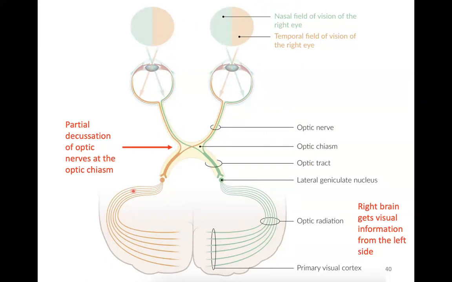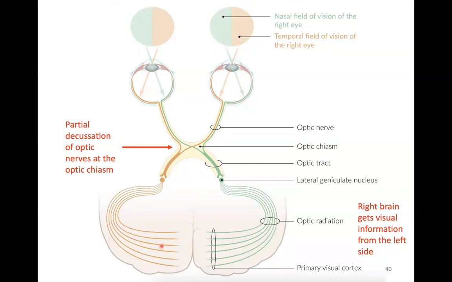So what do we gather from here? The right brain gets vision from the left side, or the left visual field. Everything that comes from here goes to the right side of the brain. And the left brain receives visual information from the right side. So all the visual information here lands here and here, and it then goes down like this, and it's transmitted to the left side, the left brain.